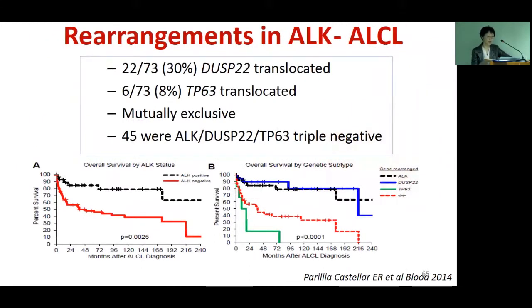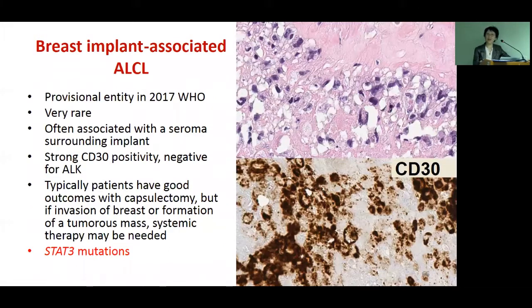So we can now recognize that there are at least 4, maybe 6 different types of rearrangement in ALK-negative ALCL. Importantly, this study that was published a couple of years ago demonstrates that there is prognostically important information in the detection of these rearrangements in ALK-negative ALCLs. Thus, DUSP22 rearranged cases have best survival overall, whereas TP63 rearranged cases have really dismal outcome, whereas the triple negative cases do intermediate. Another type of anaplastic large cell lymphoma that's ALK-negative is the breast implant-associated ALCL. This is a provisional entity in the WHO associated with seroma surrounding breast implants.